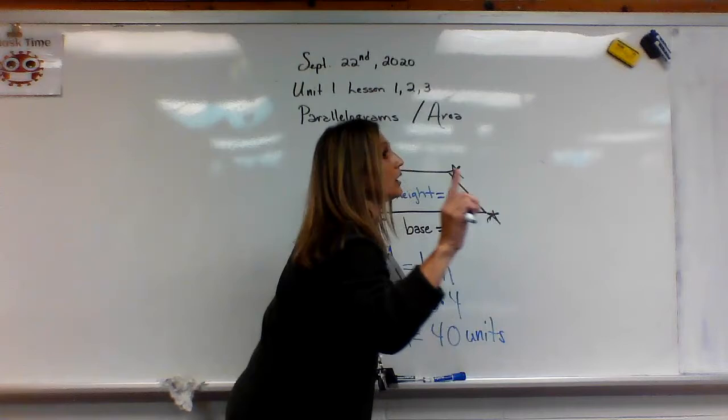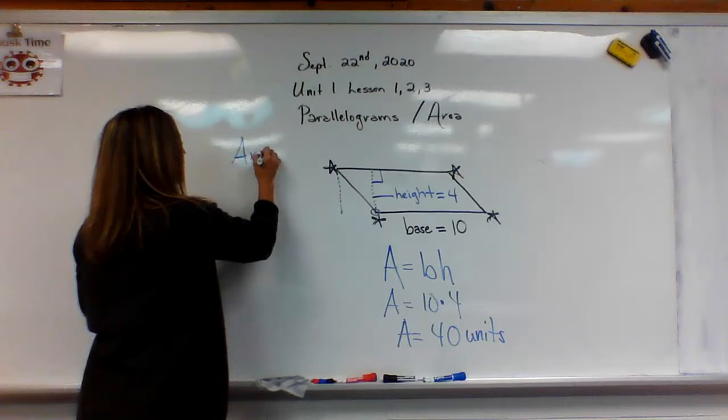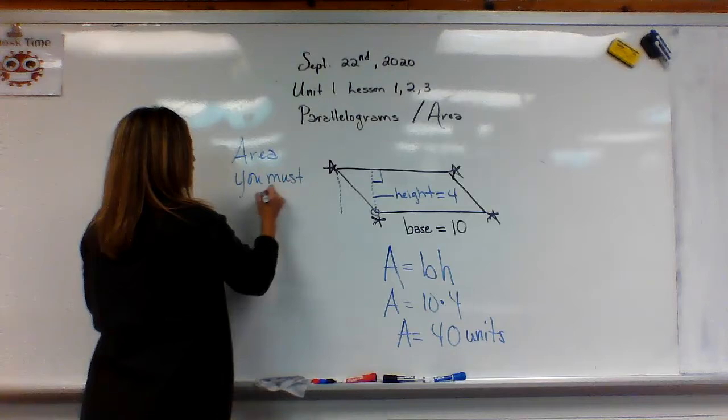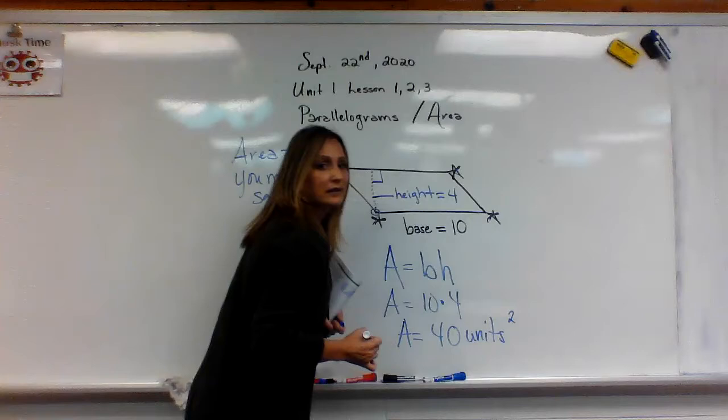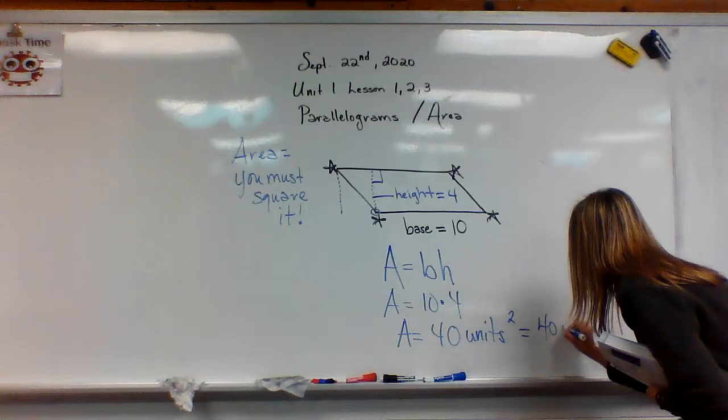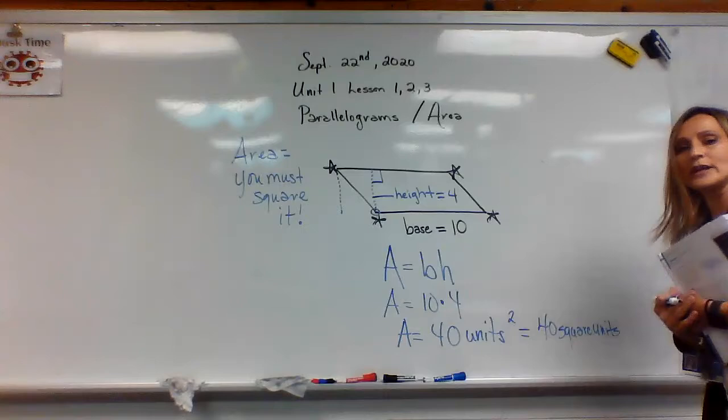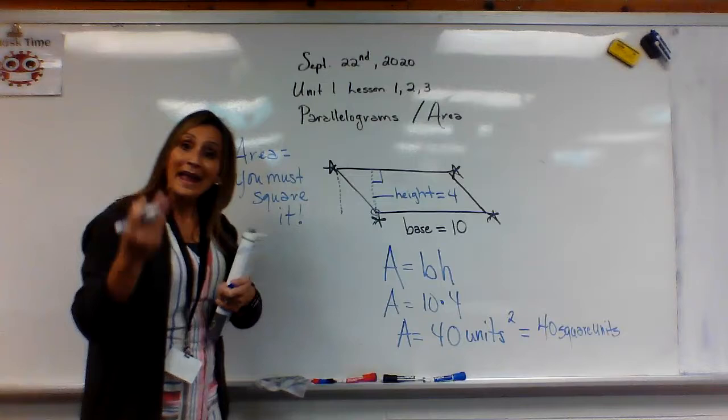But we will not stop there. Because sixth graders, we know when you figure area, you must square it. Because that's what's telling us what covers your figure. So you can write 40 units square, or you can write that it is equal to 40 square units. 40 square units, and I'm kind of in the shadow there. 40 square units. And that is how you find the area of a parallelogram.